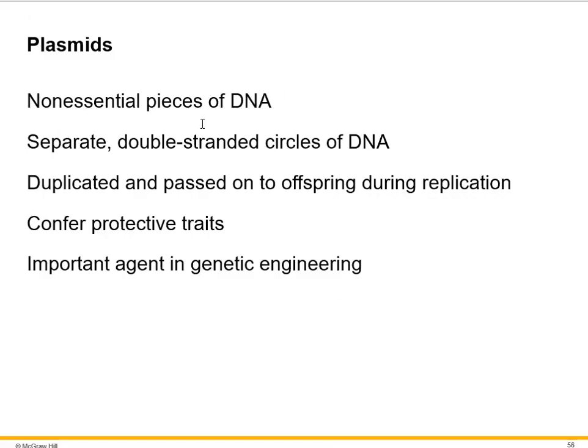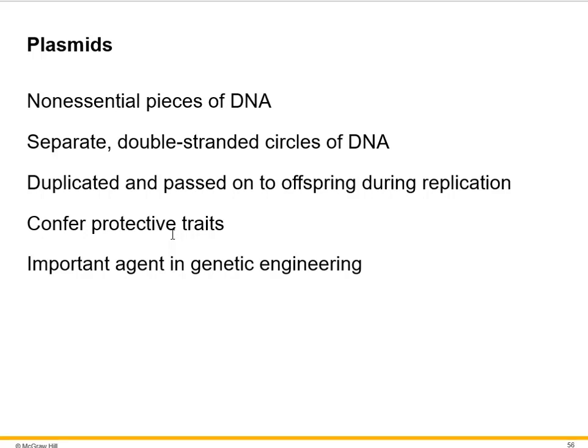So plasmids are non-essential pieces of DNA. They're kind of like what I would call extra credit. They help them survive, just like extra credit helps you survive this class. It's separate from the chromosome. They're double-stranded, but tiny circles, definitely much smaller than the chromosome. They're duplicated and passed on to offspring during replication, and they often will confer protective traits.